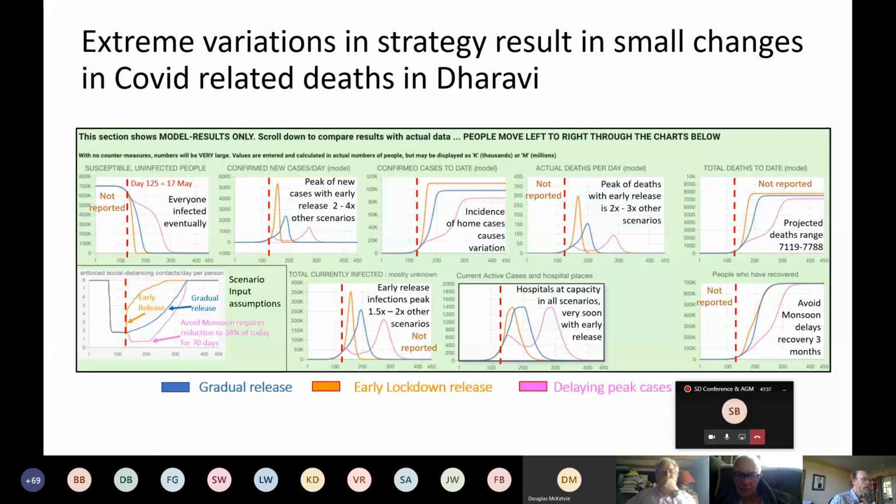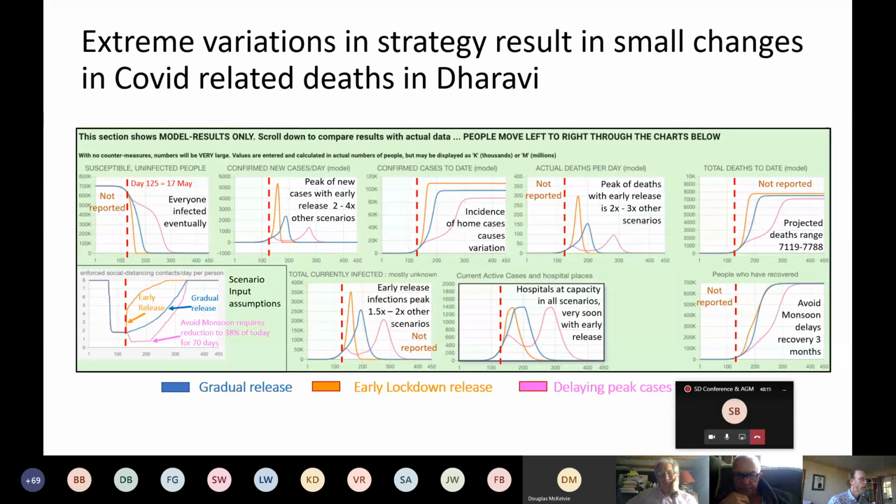So what might you do? Well, there might have been a case for early lockdown release. That's the orange scenario in these charts, and you can see there's a huge peak in new cases in the second chart along. It does result in the highest number of deaths, but it's not that many more than a gradual release of the lockdown. And that obviously sounds a bit callous. If you're one of those couple of hundred extra people who die, that's not good.